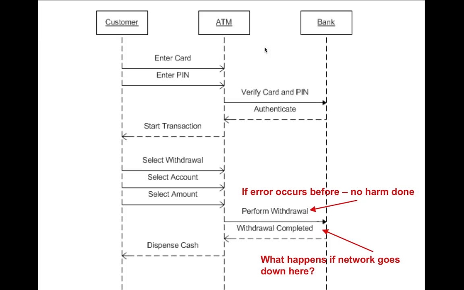So thinking about the order of the processing of the transactions, here's a scenario where a customer enters a card and a PIN for the ATM, it goes to the bank, verifies, authenticates, comes back, starts a transaction, selects a withdrawal, selects the account, selects the amount. So if errors occur before this particular perform withdrawal, no problem. It's not that critical. But withdrawal completed, what happens if the network goes down here?